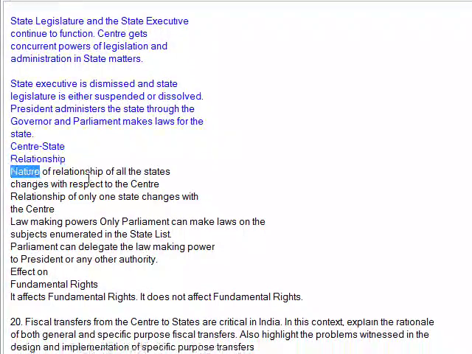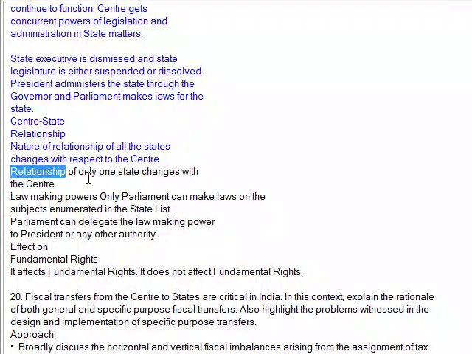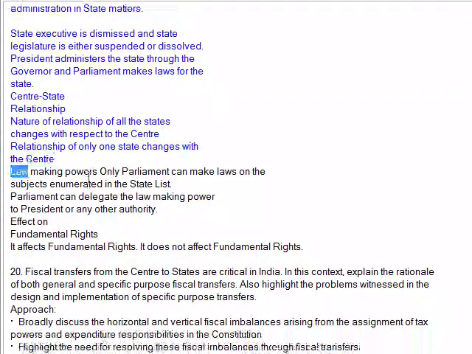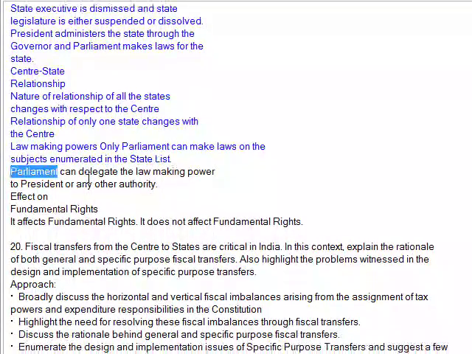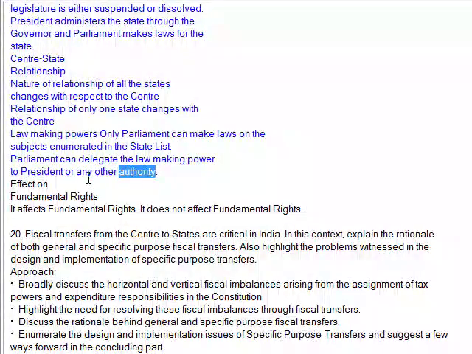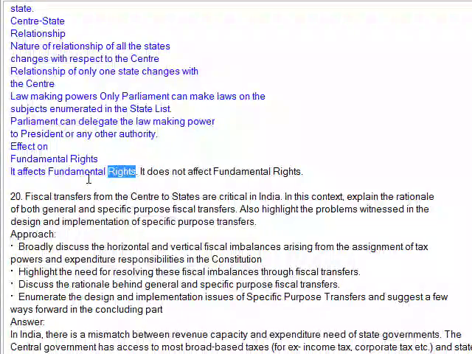Center-state relationship: under Article 352, the nature of the relationship of all the states changes with respect to the Center. Under Article 356, the relationship of only one state changes with the Center. Lawmaking powers: under Article 352, only Parliament can make laws on the subjects enumerated in the state list. Under Article 356, Parliament can delegate the law-making power to the President or any other authority. Effect on fundamental rights: Article 352 affects fundamental rights. Article 356 does not affect fundamental rights.